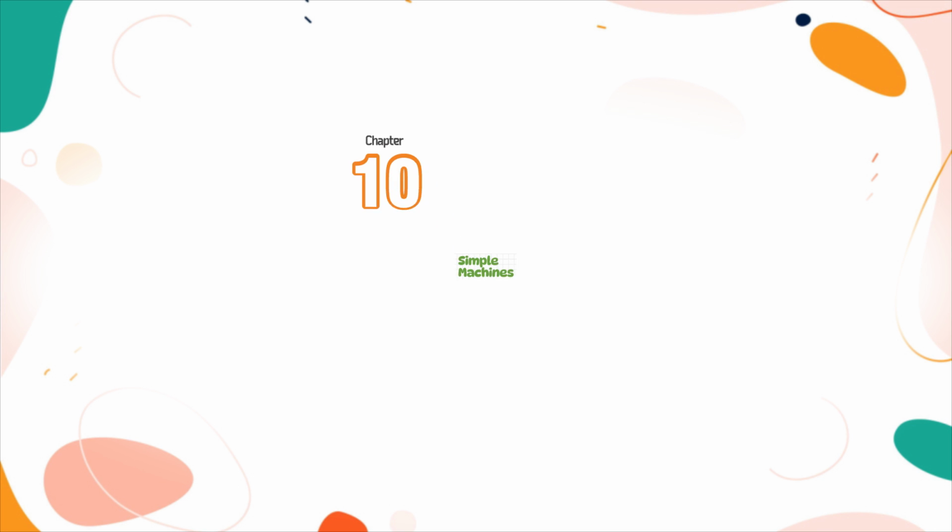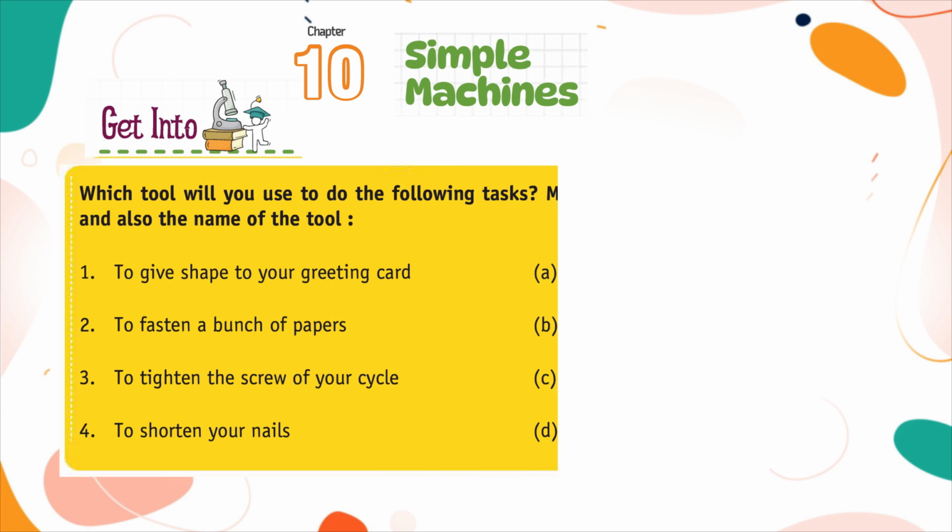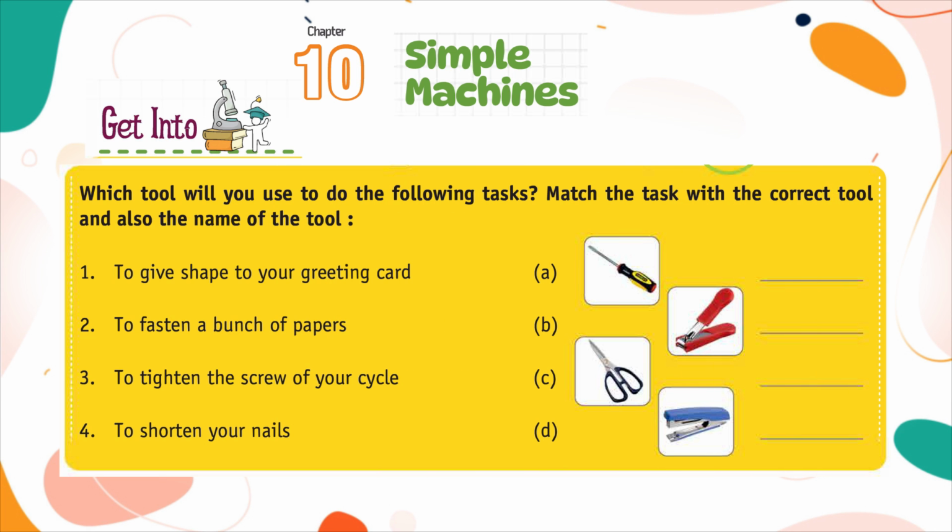Chapter 10, Simple Machines. Which tool will you use to do the following tasks? Match the task with the correct tool and also the name of the tool. Number 1, to give shape to your greeting card. Number 2, to fasten a bunch of papers. Number 3, to tighten the screw of your cycle. Number 4, to shorten your nails. A, B, C, and D.